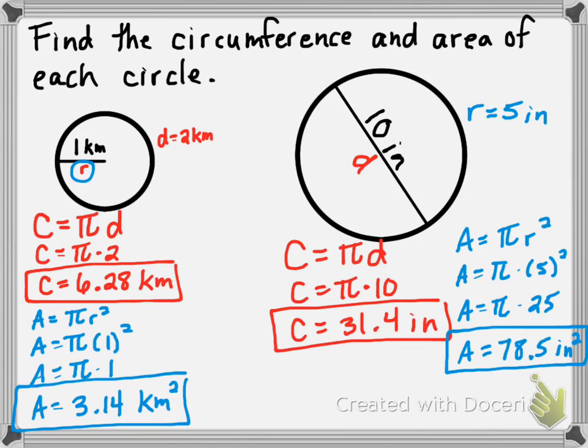So at this point, you should be able to find the circumference and the area for any given circle, whether they give you the radius or give you the diameter, because you can always find the other one if you need to.